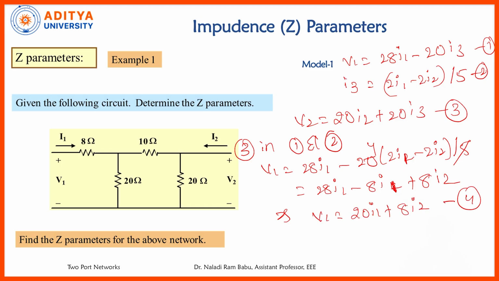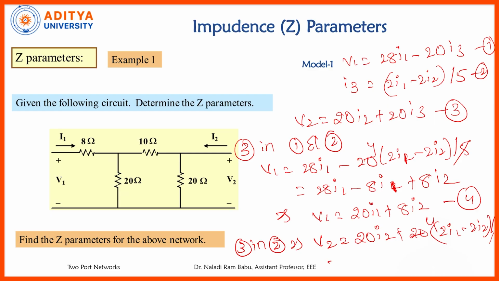This is equation 4. Now, if I substitute 3 in equation 2, V2 is equal to 20 times I2 plus 20 times I3. I3 is 2 I1 minus 2 I2 by 5. 5 ones are 5, 5 fours are 20. Here it is 20 I2 plus 8 I1 minus 8 I2. That is equal to 8 I1 plus 12 I2.